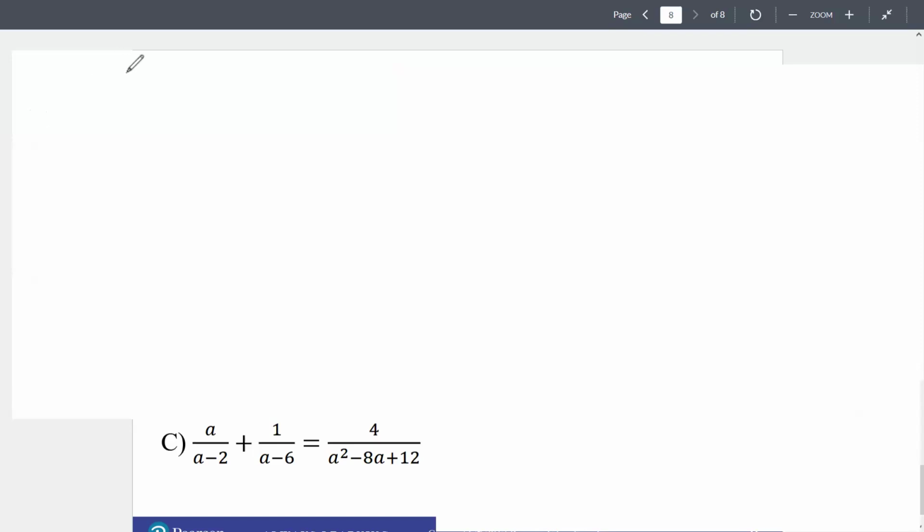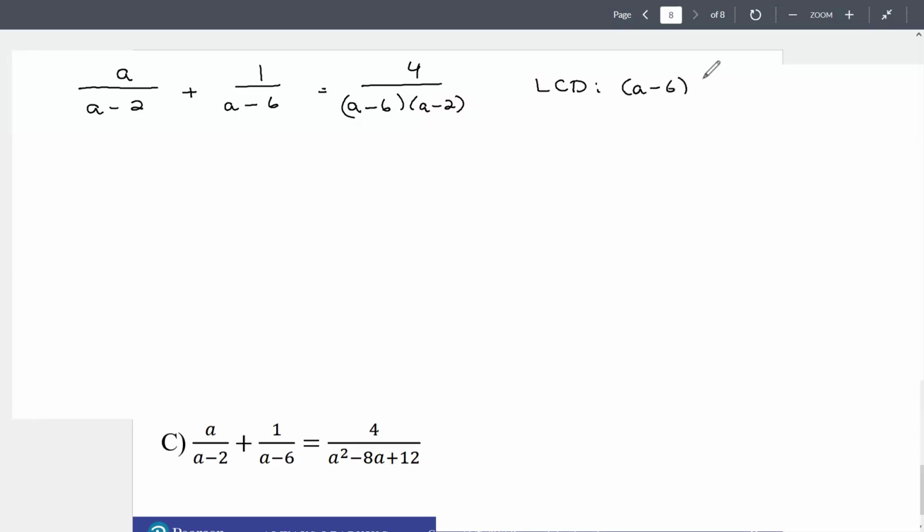So if I write C and do any kind of factoring I need to do, that's going to be A over A minus 2 plus 1 over A minus 6 equals 4 over, if I factor that, that is going to be A minus 6, A minus 2. So the LCD is going to be A minus 6, A minus 2. Because like I said, these are all my different factors. So each denominator, one factor is an A minus 2, one's A minus 6, and this one's A minus 6, A minus 2. So we just have an A minus 6 and an A minus 2. So I multiply both sides by that.